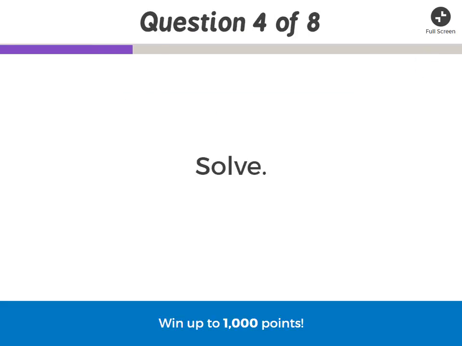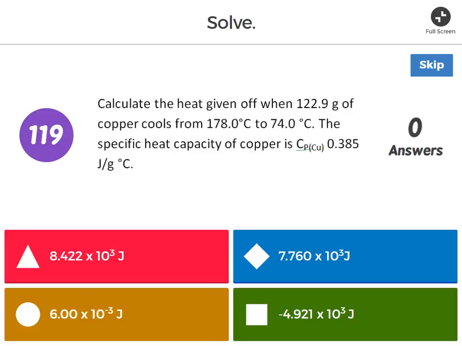Solve. Calculate the heat given off when 122.9 grams of copper cools from 178 degrees Celsius to 74 degrees Celsius. The specific heat capacity of copper is 0.385.